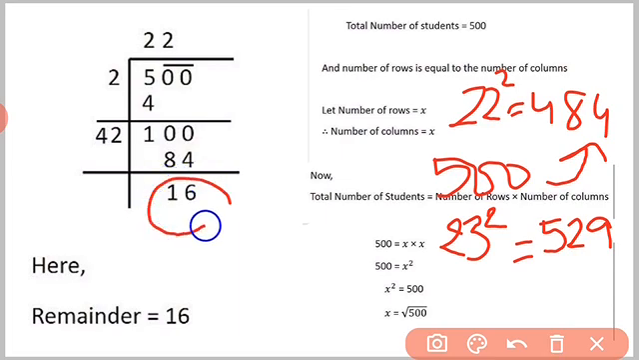And we see here that remainder is 16. So we should subtract 16 from 500 to get a perfect square. So what number we should subtract? 16 to get a perfect square. That means 16 students will be left out from the arrangement.